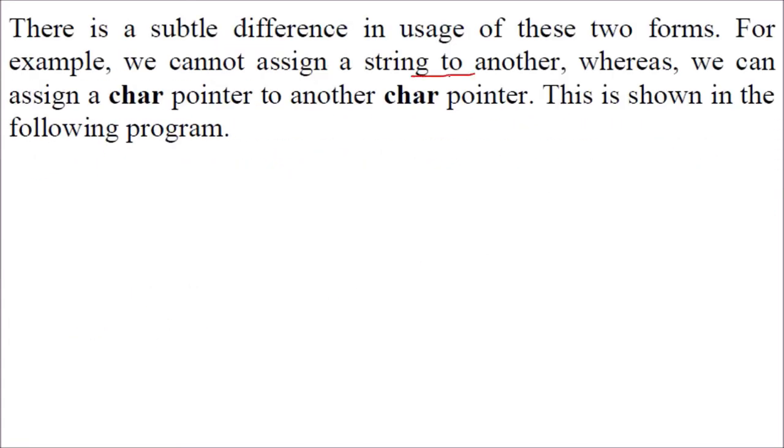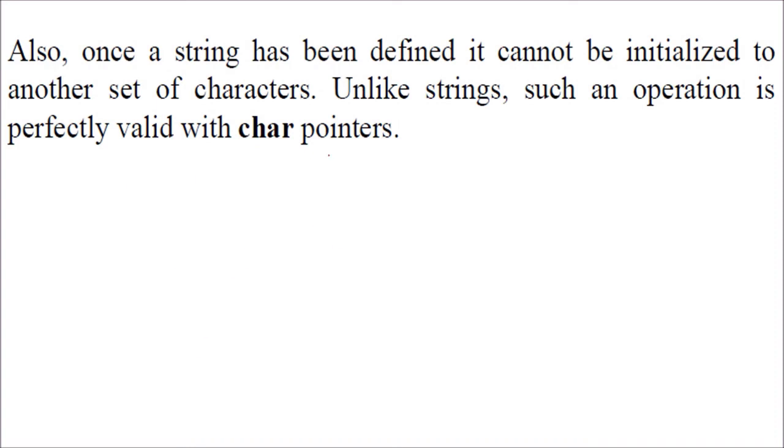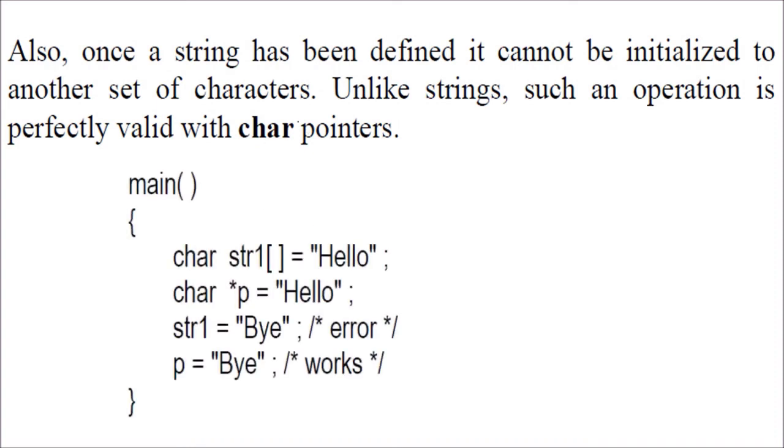We cannot assign one string to another. We cannot say str1 = str2. This is illegal in C. But when you are dealing with pointers the way I showed you, you can easily do it. Say you have str1 as hello, str2 you have not initialized, but you have a character pointer s as good morning, and a char *q. If you assign str1 to str2, this is going to give you an error. But when you assign s to q, because these two are pointers, this is going to work. Because what you are doing here is just changing the addresses. You are just saying, okay, I have this address, now you take this address.